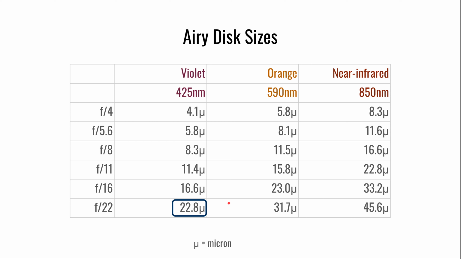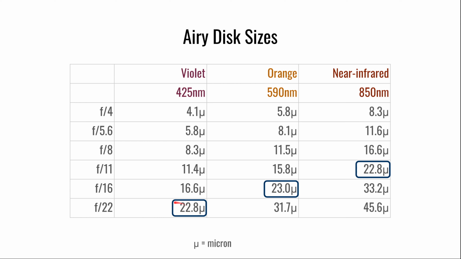So let's take a look at an example. If we look at violet light, 425 nanometers, passing through an aperture of f22, that results in an Airy disk size of about 23 microns. If we look at orange light passing through an aperture size of f16, that produces an Airy disk size of about 23 microns, about the same as violet at f22. And if we look at infrared at f11, so infrared light passing through an f11 aperture, that produces an Airy disk size of about 23 microns. So look at that, it's the same across these.